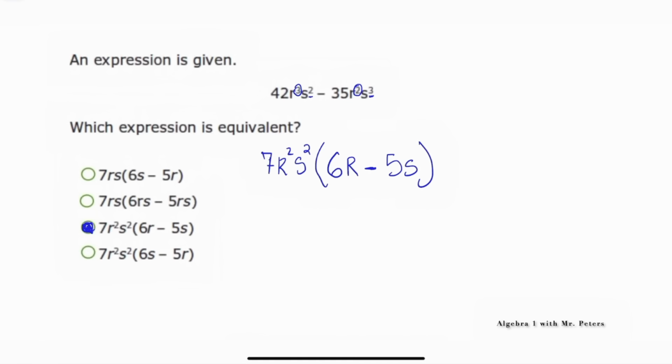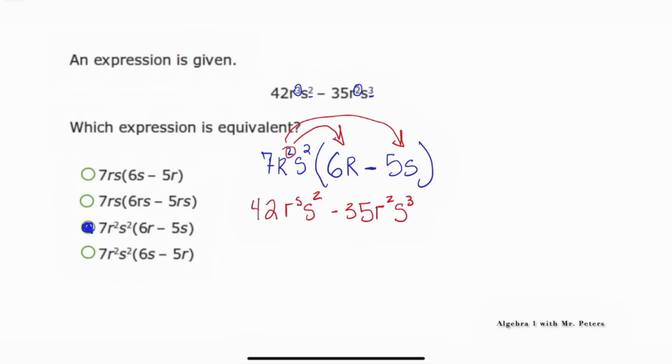And when we multiply and distribute this back, right, 7 times 6 gives us 42. R squared times r gives me r to the third. S squared, there's nothing to multiply, so it stays the same. And then we go to the second part of the expression, we're going to get minus 35. We have r squared there, right? It stays the same because there's no other r. And s times s squared is going to give us s to the third power. Just double check your answer with these type of problems because the properties of exponents can trip you up.